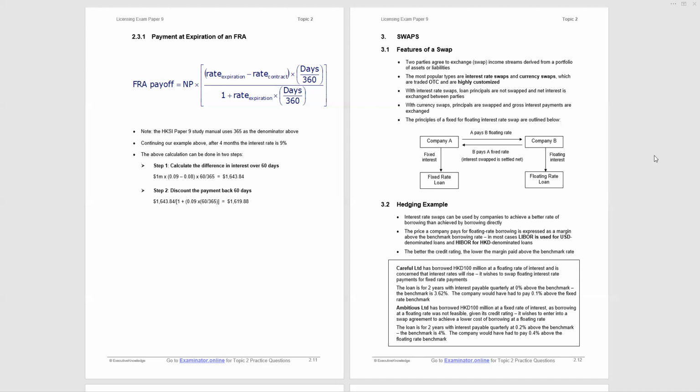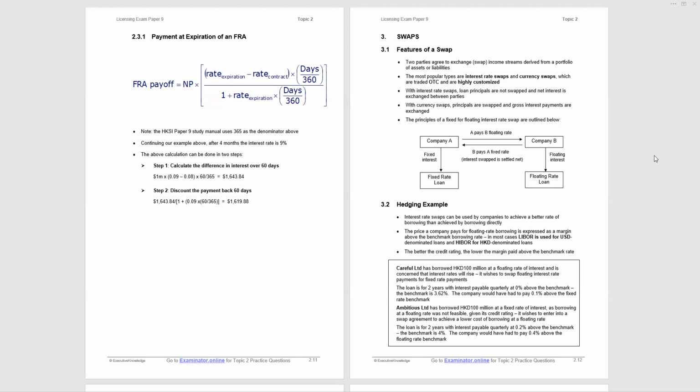So the points we make, interest rate swaps can be used by companies to achieve a better rate of borrowing than achieved by borrowing directly. And that's what's going to be borne out by the example we're looking at. Price a company pays for a floating rate borrowing is expressed as a margin above the borrowing rate, a percentage margin above. In most cases, it's a LIBOR, London Interbank Offer Rate, or HIBOR for Hong Kong denominated loans. Better the credit rating, the lower the margin you pay.